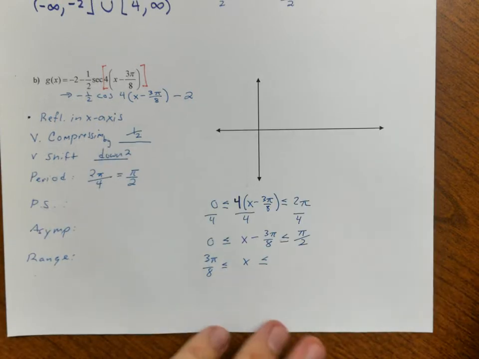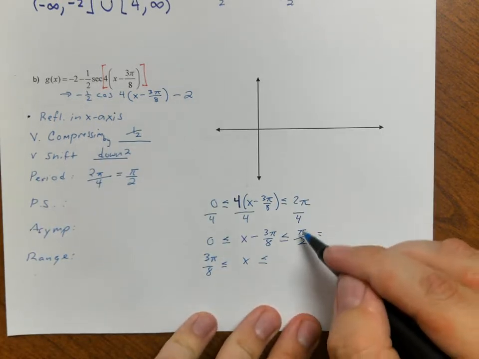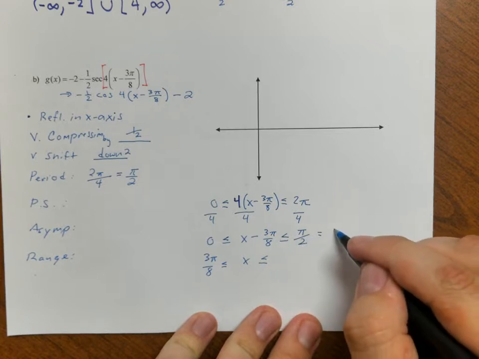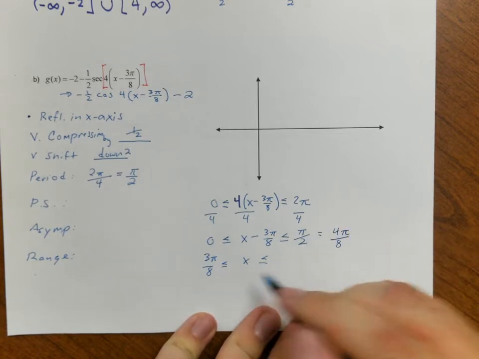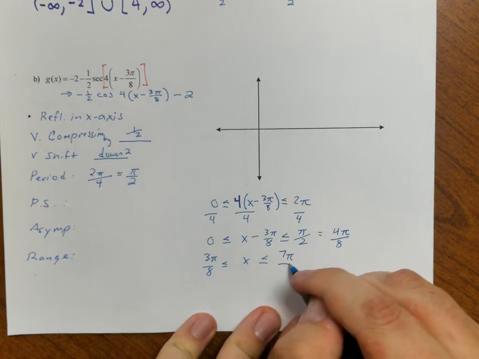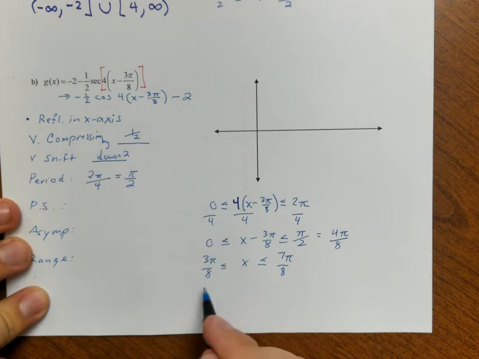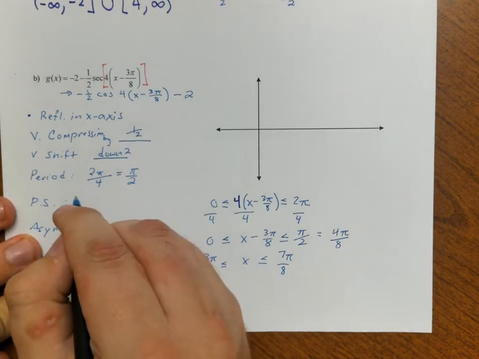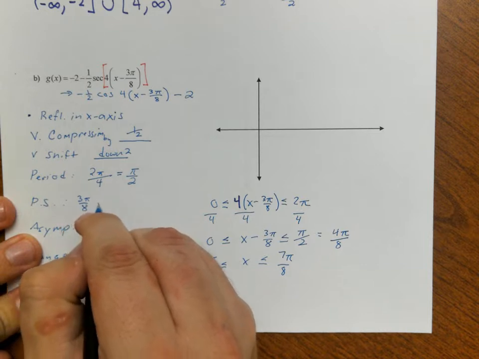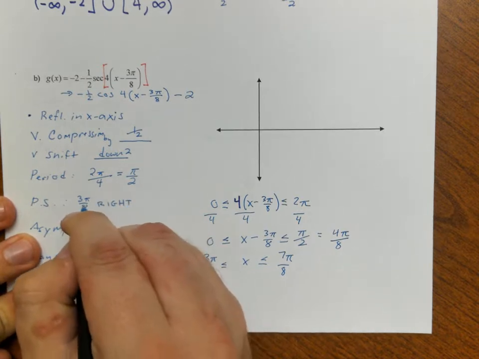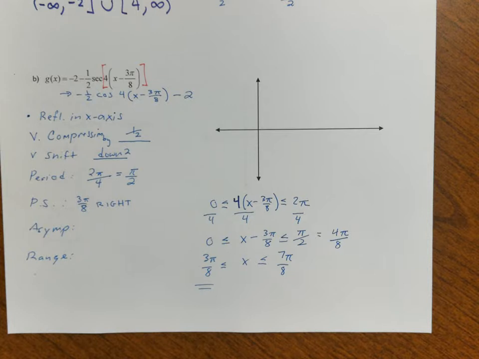So if I do that, well, pi over 2, essentially 1/2 of a pi, well, 1/2 is 4/8. So if I add 3/8, I will get 7/8, so 7 pi over 8. So again, this tells me when I graph, my graph will be between 3 pi over 8 and 7 pi over 8. This also tells me, since this was 0 right here, my phase shift is 3 pi over 8 to the right. Make sure to include that direction with your phase shift, just as with your vertical shift. It needs a direction.